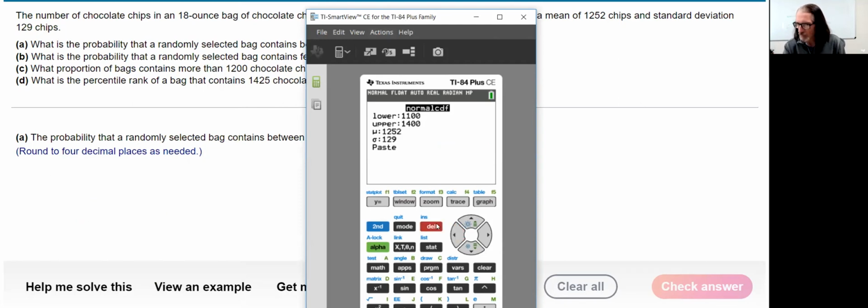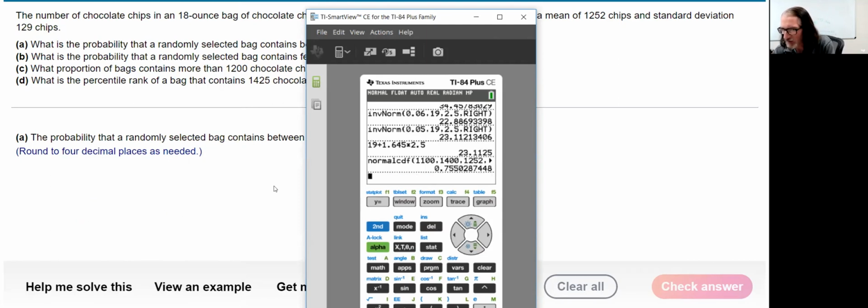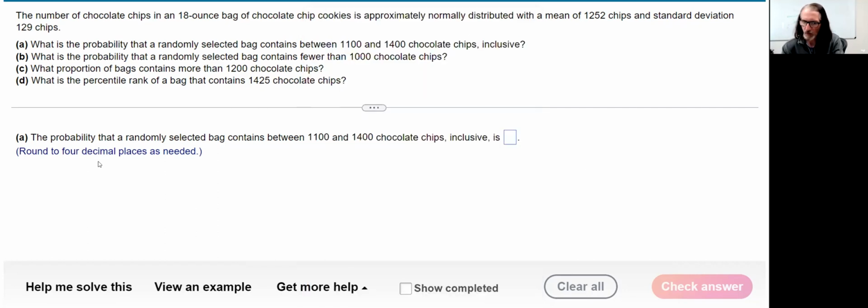We want this to 4 decimal places, i.e. the 10,000th place. Those of you taking a class with me, remember I asked you to show what command you put in, what you've put in there for parameters, etc., in what order, and all that good stuff. So I'd want to see the normal CDF, those 4 things. And then this to 4 places will be 0.7550.